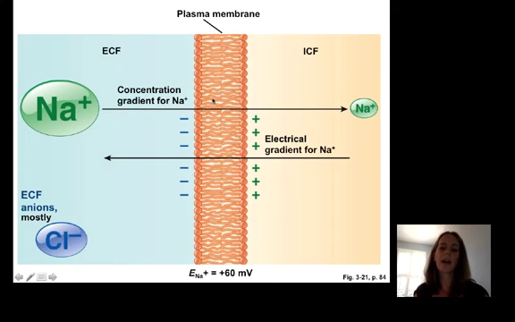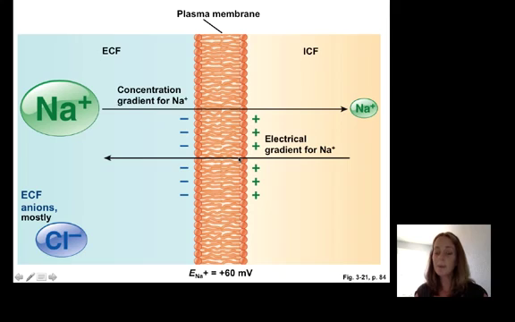Now let's look at sodium. So for sodium, we have a high concentration gradient moving from high to low for sodium to move into the cell. So sodium is high outside and low inside the cell because of that sodium-potassium pump setting everything up. So sodium wants to move into the cell for concentration.